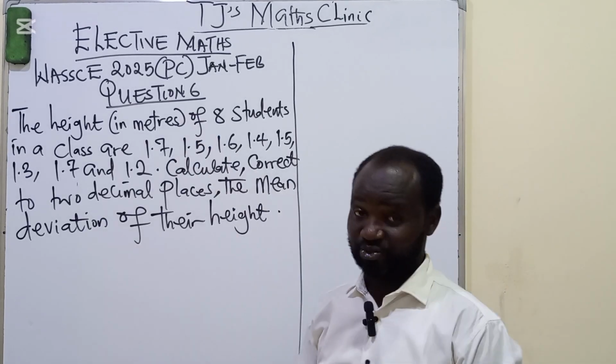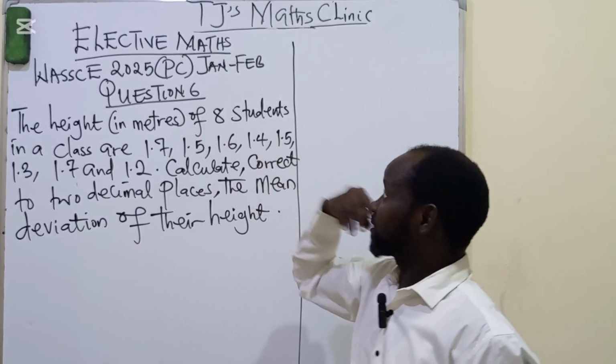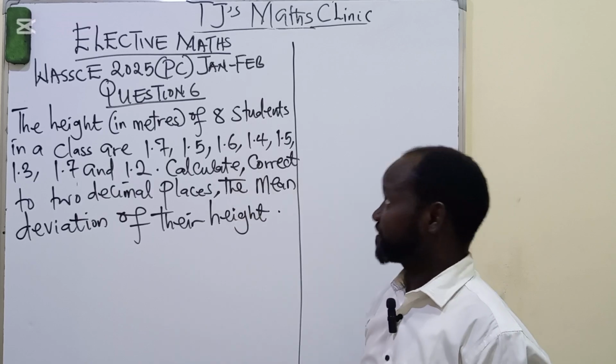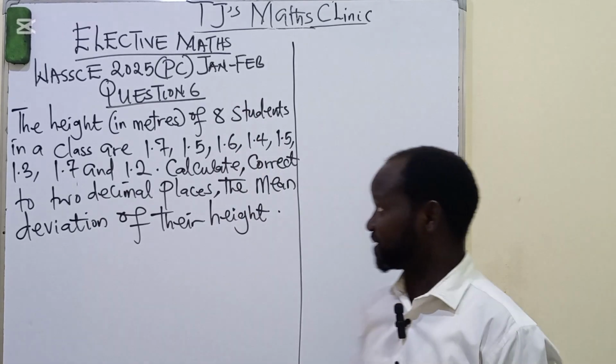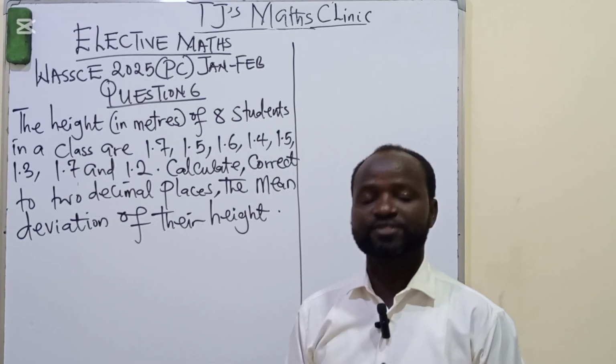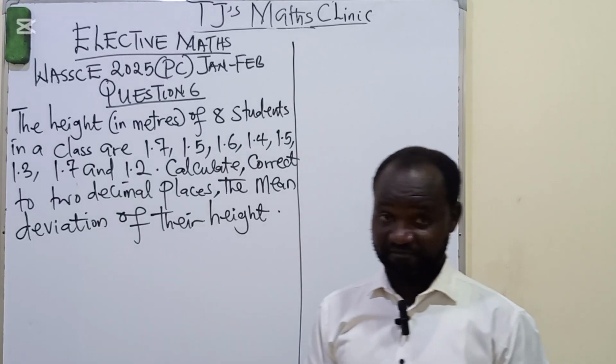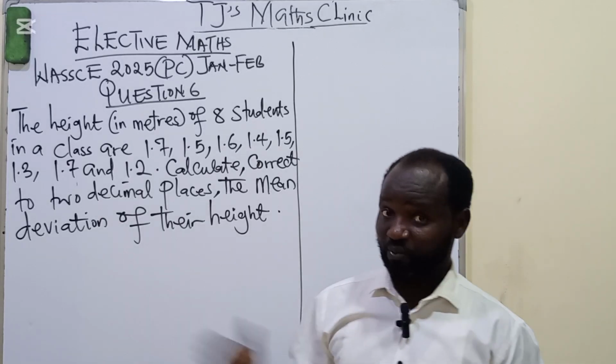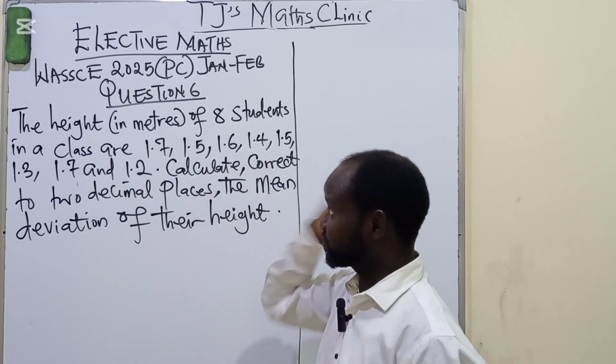This is the WASSCE 2025 for private candidates, January-February. Elective Mathematics is Further Mathematics. Here we have question 6. In my previous video, I solved questions 1 to 5. Let's consider question 6.